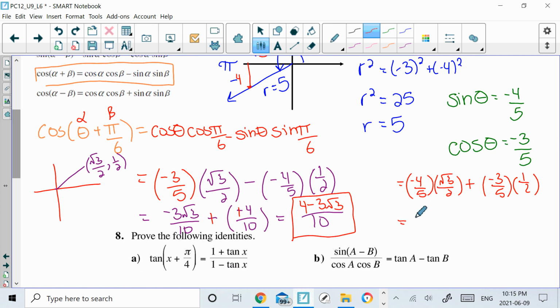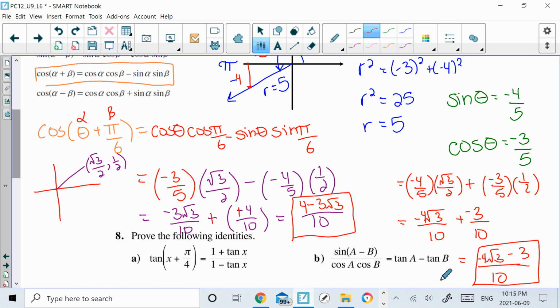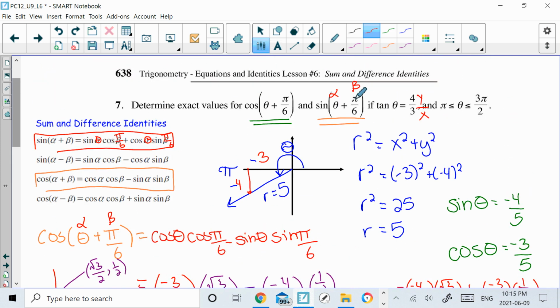This would evaluate to be -4√3 over 10, plus a negative, I'm just going to write minus, 3 over 10. Or you could have just had plus your -3. For this answer, the denominator is 10, -4√3, and a positive and a negative gives you -3. And that would be your answer for the second sum identity for sine.